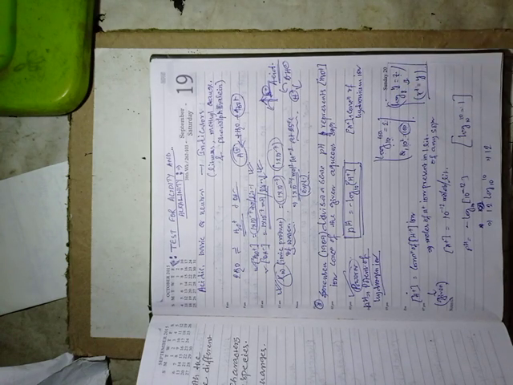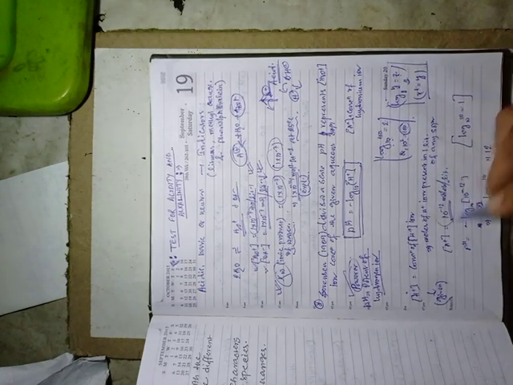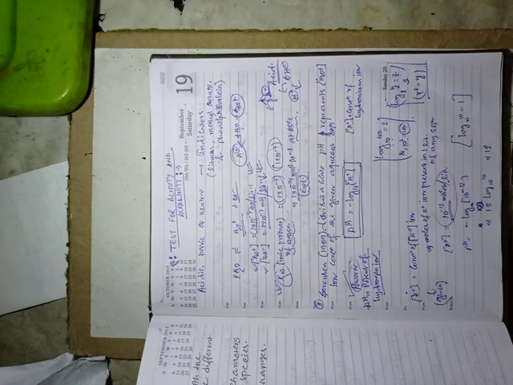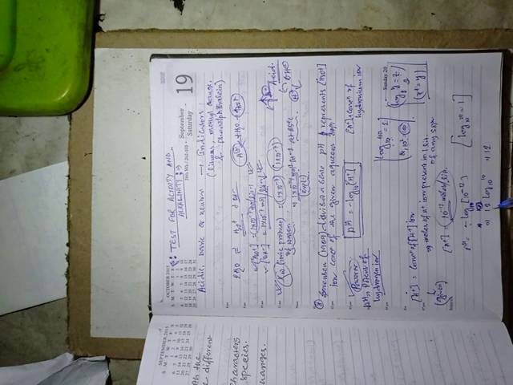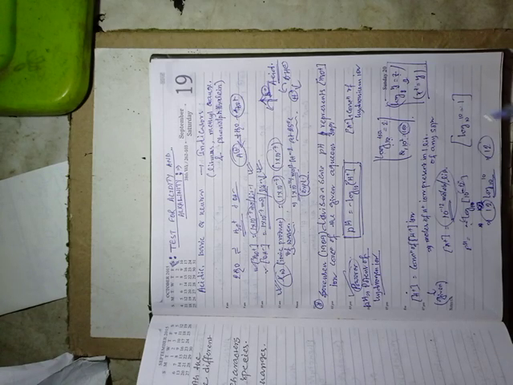That means, student, if the hydrogen concentration in a solution is 10 to the power minus 12 moles per liter, suppose I am considering, then pH will be minus logarithm log base 10 of 10 to the power minus 12. Minus minus becomes plus 12 times log 10 base 10, which is equal to 12, because log 10 base 10 has the value 1. In mathematics, I hope you practice this numerical.